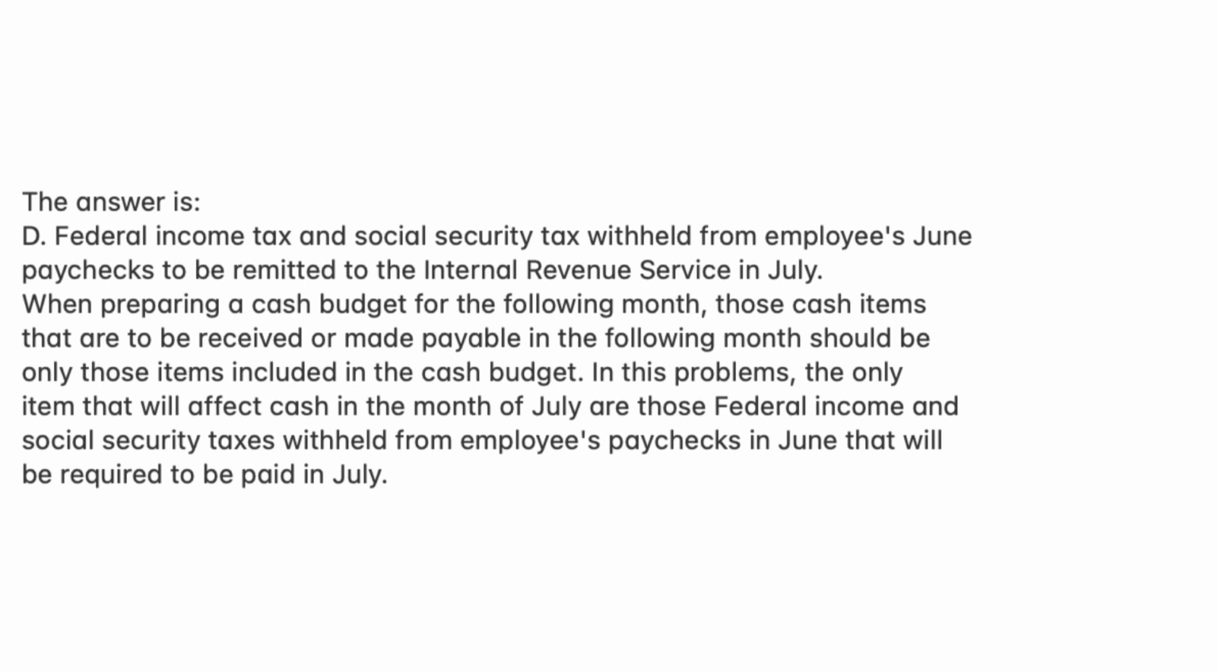Federal income tax and Social Security tax withheld from employees' June paychecks to be remitted to the Internal Revenue Service in July. When preparing a cash budget for the following month, those cash items that are to be received or made payable in the following month should be the only items included in the cash budget. In this problem, the only items that will affect cash in the month of July are those federal income and Social Security taxes withheld from employees' paychecks in June that will be required to be paid in July.